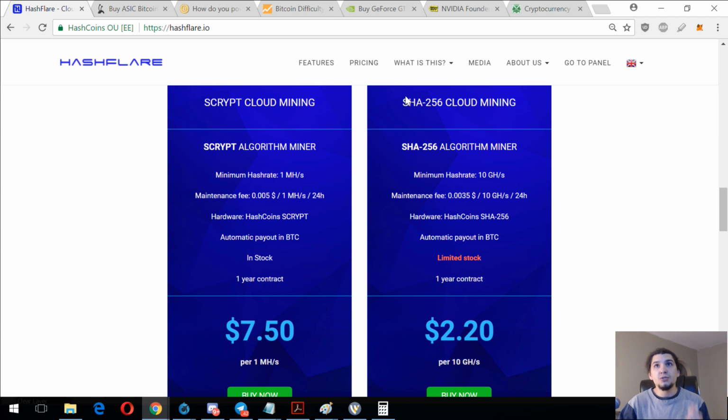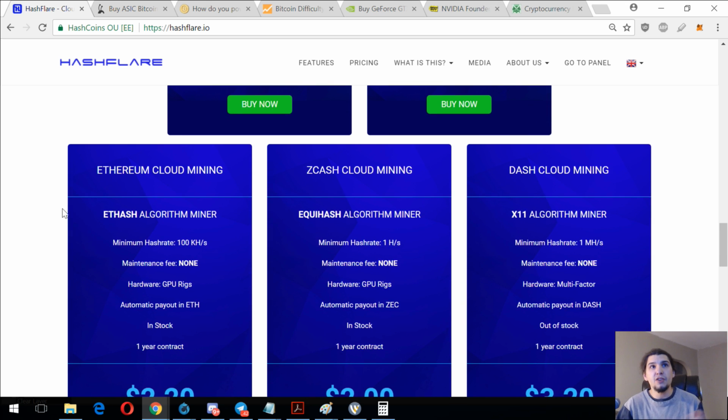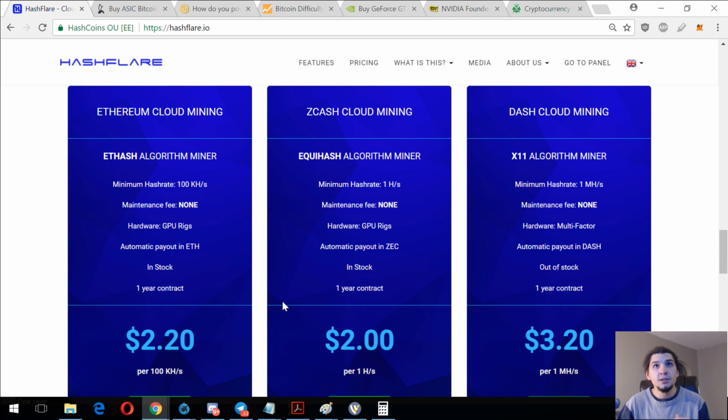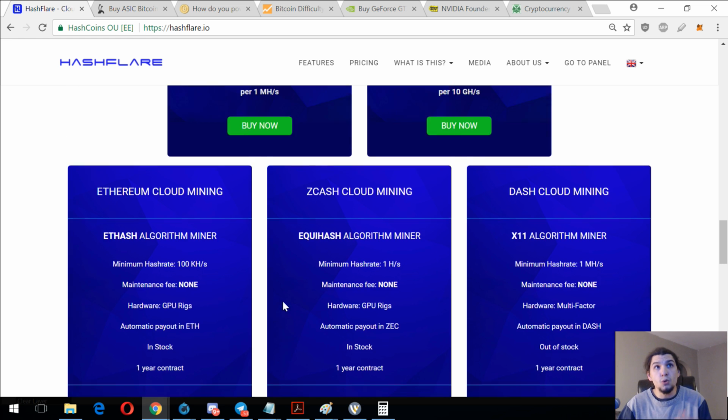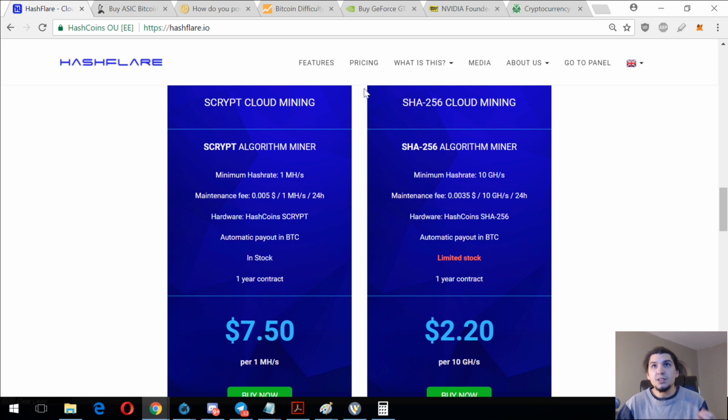And basically here's what it works out to, guys. All right, so here again, there's the different algorithms. You can do Scrypt cloud mining, you can do SHA-256 cloud mining, and they have other ones. They have Ethereum, so they have Ethash mining, they have Equihash mining, and X11 mining. All right, so I did the math on a lot of this, and I encourage you to do the math on this, in order to find what is most profitable. But you can see here, let's just take SHA-256 as an example, okay? SHA-256, of course, that's for mining Bitcoin.